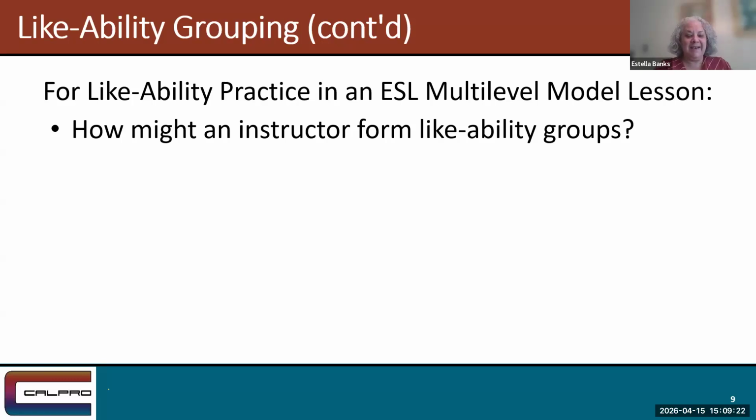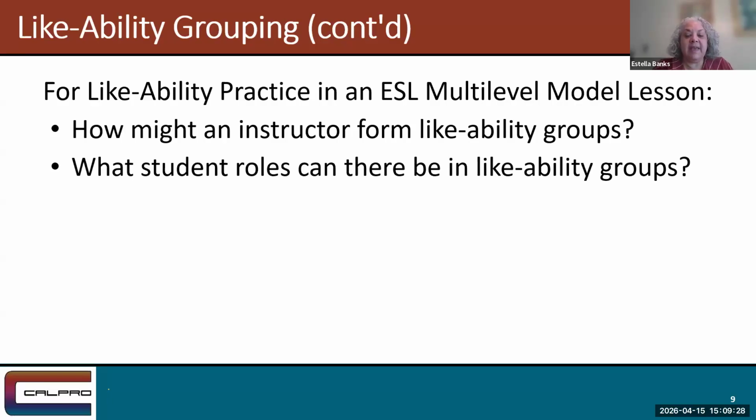Okay, here's another question. What student roles can there be in likability groups? What student roles can you assign in a likability group? Okay, note taker. Beautiful. Okay, leader, speaker, note taker, timekeeper, reporter. Excellent.